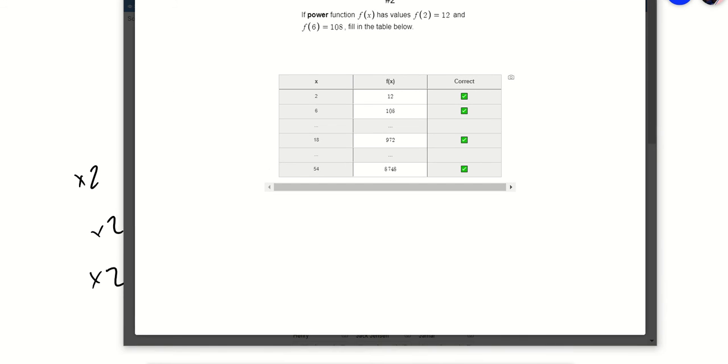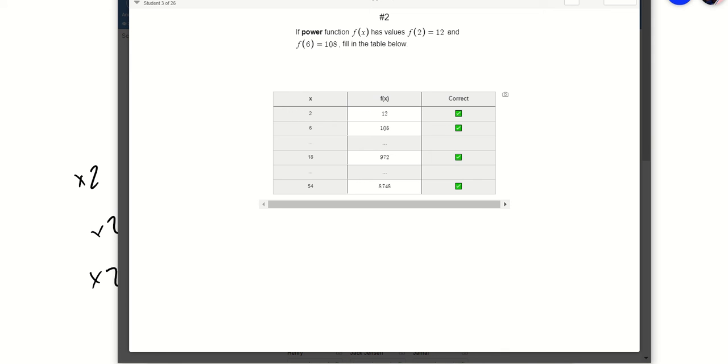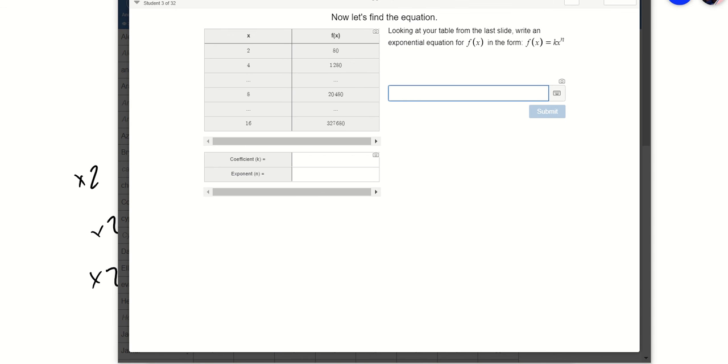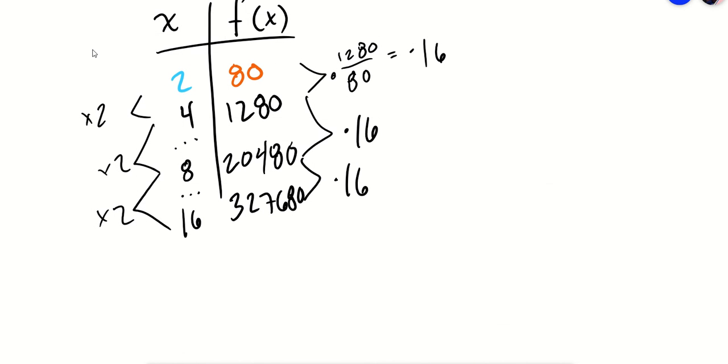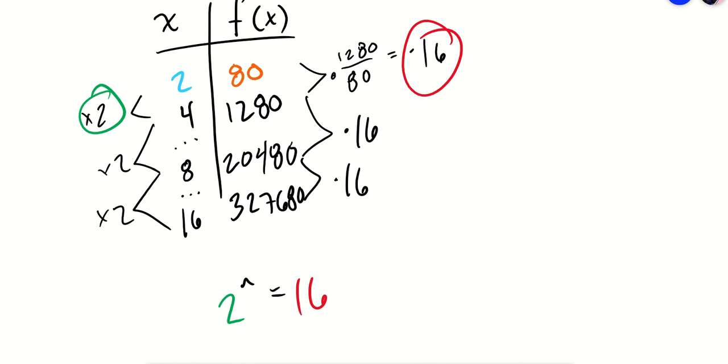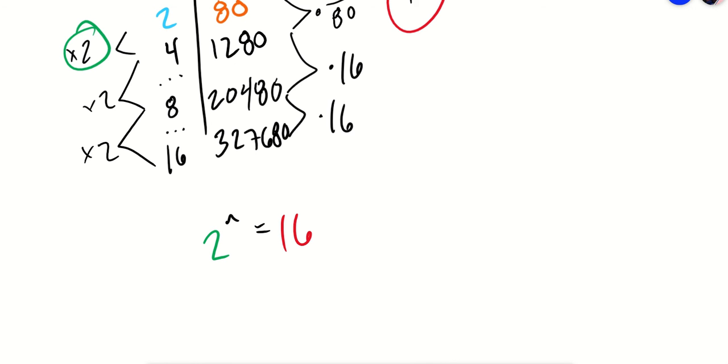And as you can see, that works. So now we'll go to the next one. Now we need to find the equation, right? So we'll do the same thing we did on the last one. We're going to say 2 to the power of n equals 16. So 2 to the n equals 16, and we can rewrite this as log base 2 of 16 equals n.